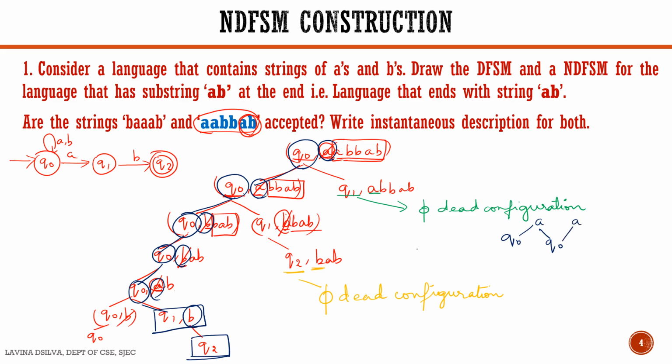Therefore, the traversal is given by Q0, you read an A, remain in Q0. In Q0 you read an A, you remain in Q0. In Q0 you read a B, remain in Q0. Again you read a B, remain in Q0. Again you read an A, go to Q1. And then you read a B and go to Q2. This is the concept of instantaneous description.